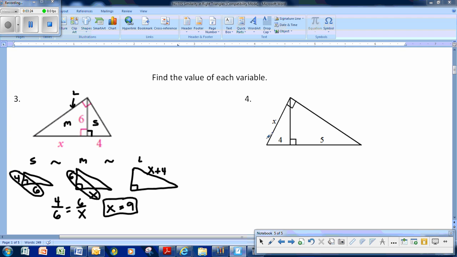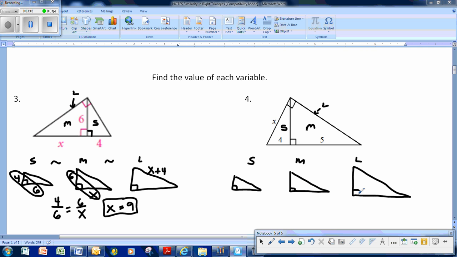Now we're going to do the same thing over here. Again, we have the small triangle, the medium, and then the large is the outside triangle. So I'm going to redraw them facing the same way. Short leg, long leg, hypotenuse. Short leg, long leg, hypotenuse. And the bigger one, short leg, long leg, hypotenuse.